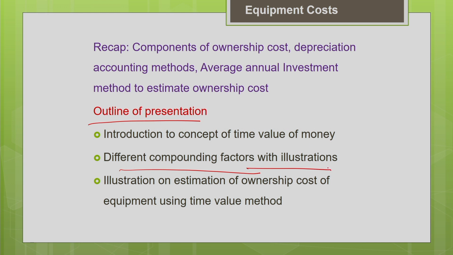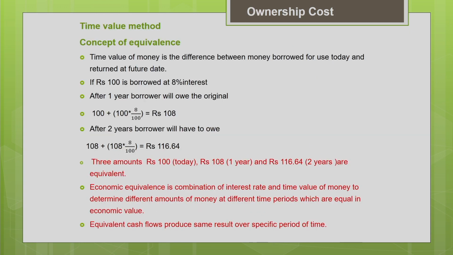We will also work out an example on how to estimate the ownership cost using the time value method in this lecture. Let us see what this time value of money is. As everyone knows, the value of money changes with time. It is a known concept. If I borrow say 100 rupees from a bank today and I am going to return it after 1 year, I cannot return the same 100 rupees. I have to add some interest to the principal of 100 rupees, and return the principal plus interest together at the end of 1 year.